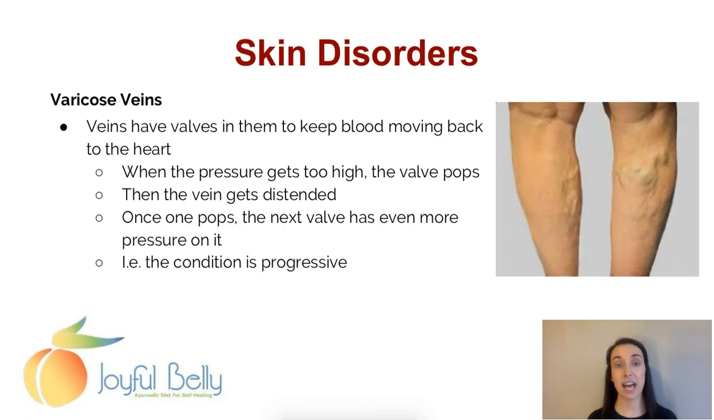Veins themselves have valves that help keep the blood moving back to the heart. When the pressure gets too high, the valve can pop, and then the vein gets distended. Once one pops, the next valve has even more pressure on it. This means that varicose veins can be quite a progressive condition.